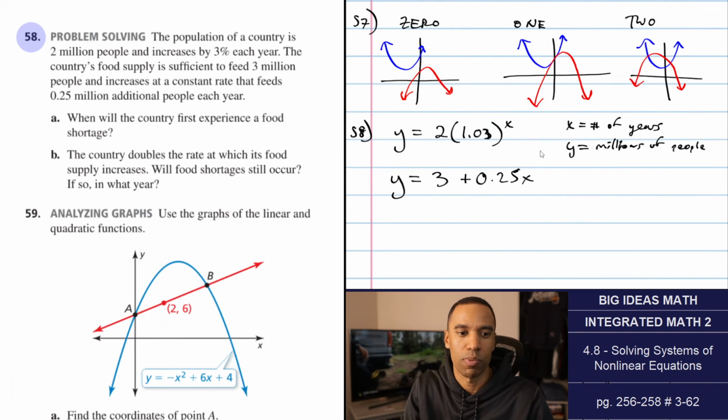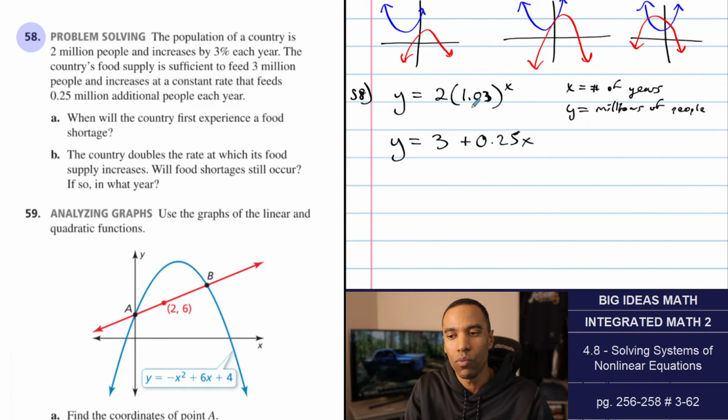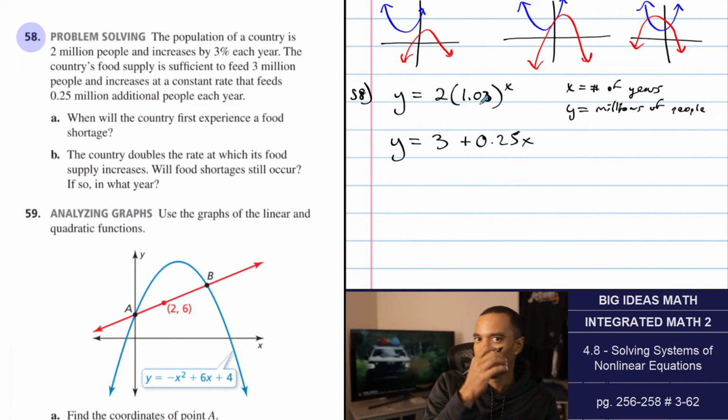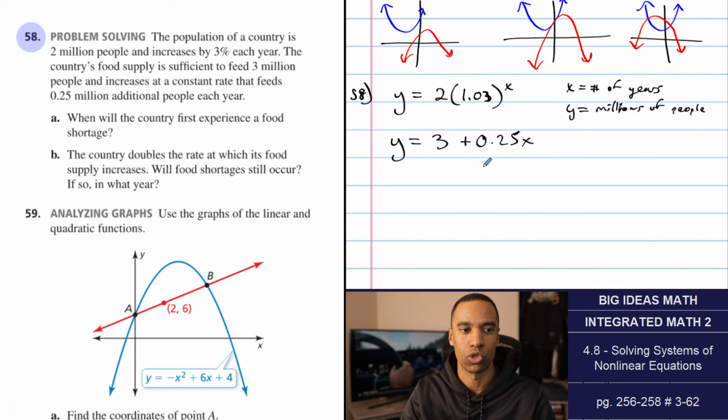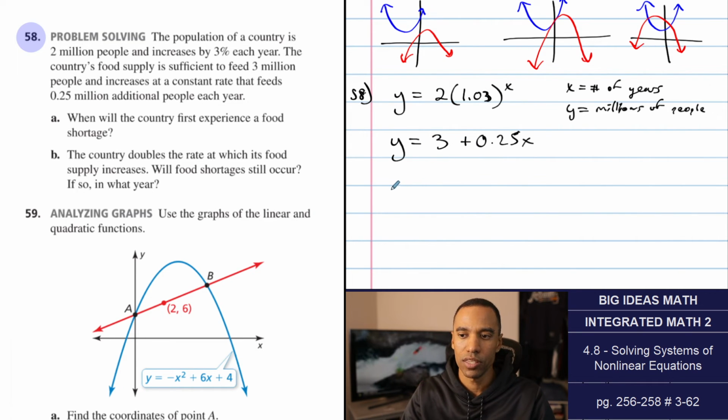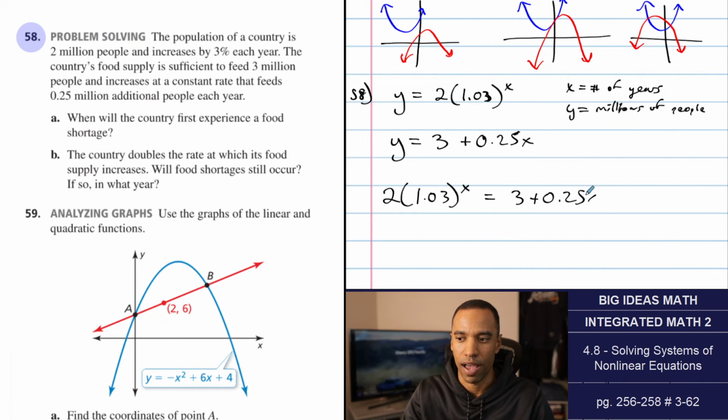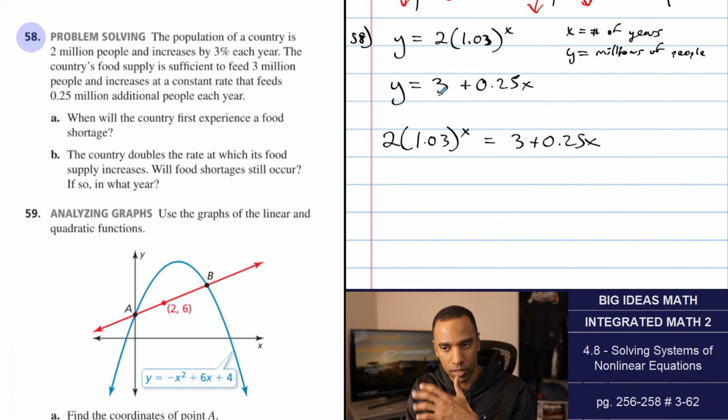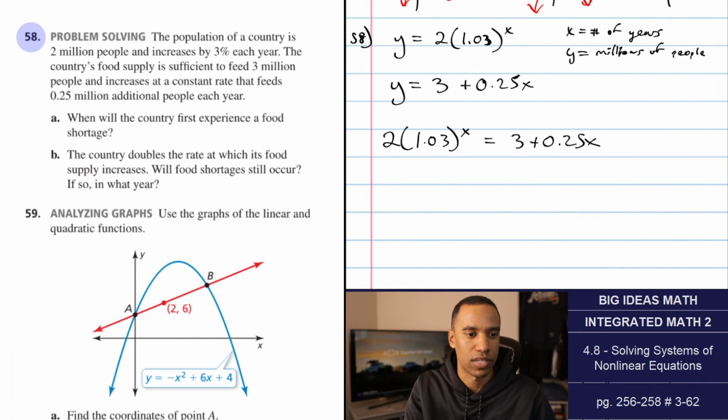When will a country first experience a food shortage? When will this side, where's the point of intersection? And after that, when do you start to see a food shortage? So let's set those equal to each other: 2 times 1.03 to the x equals 3 plus 0.25x. I'm not going to solve this algebraically. I'm going to let the calculator work some things out for me.